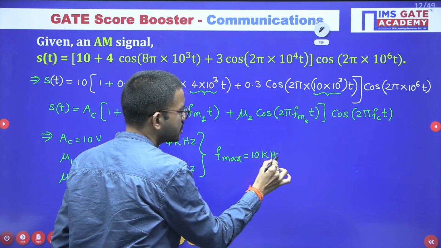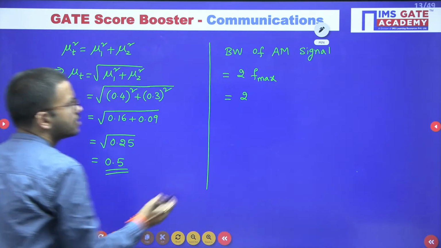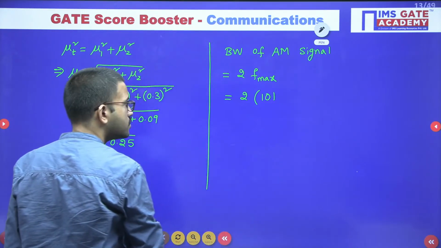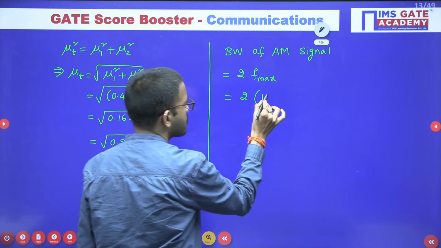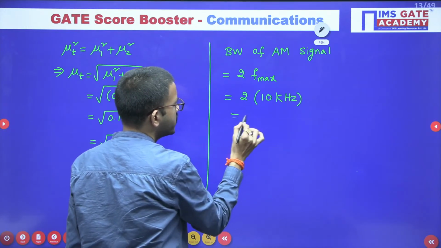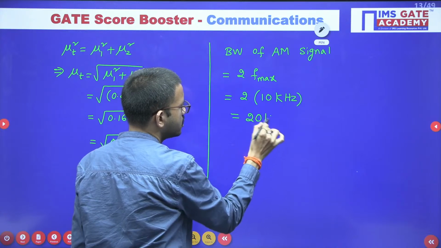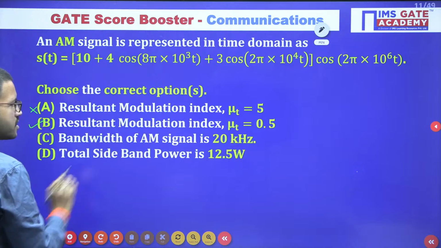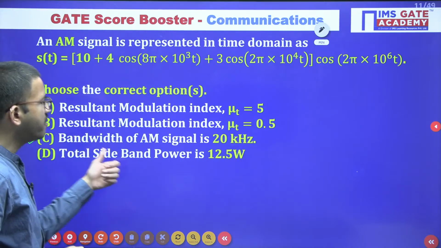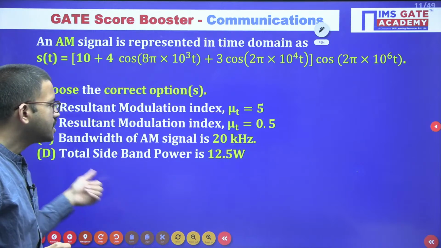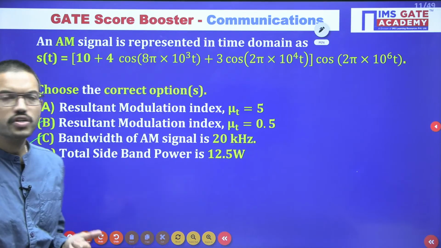Now we have to consider this particular signal frequency: 2 into 10 kilohertz, that is nothing but 20 kilohertz. Yes, option C is correct. 20 kilohertz is correct. The bandwidth of the AM signal is 20 kilohertz. Now we have to calculate the total sideband power.